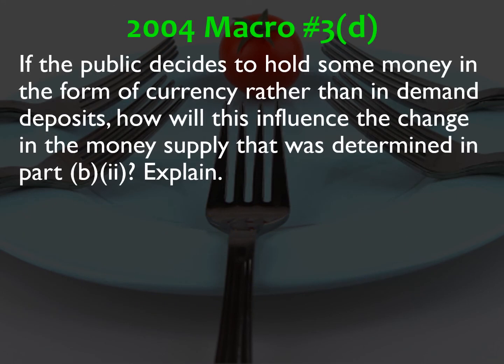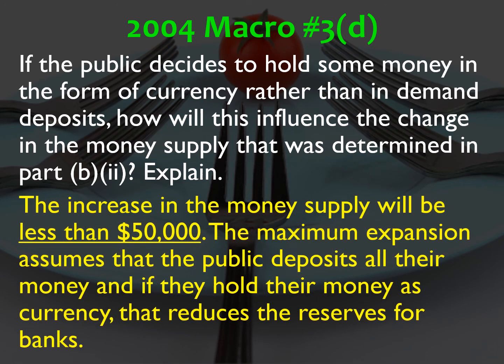Finally, part D, if the public decides to hold some money in the form of currency rather than in demand deposits, how will this influence the change in the money supply that was determined in part B2? So the idea is the money is loaned out to the public. The idea behind the maximum change in the money supply is all that money gets redeposited into checking accounts. If people are holding money as cash, that's going to reduce the effect of the money multiplier. So the increase in the money supply will be less than $50,000 because if people hold money as currency, that reduces the amount of reserves for banks that they can ultimately loan out.